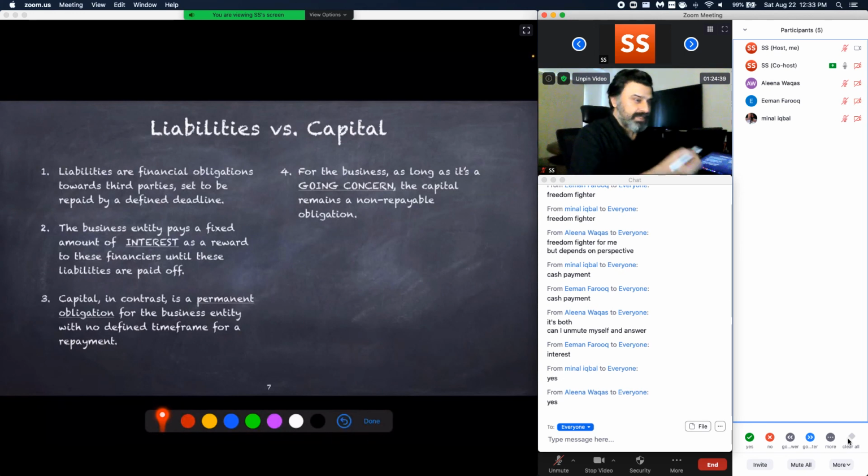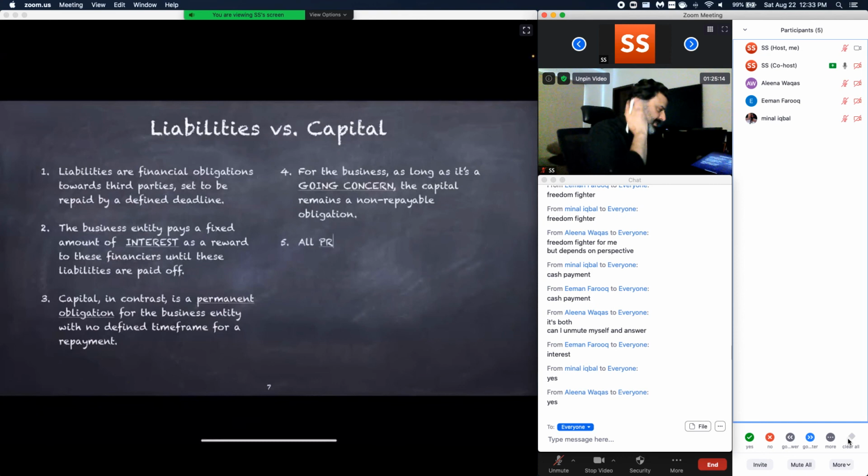We are the business entity, and that is why point number 4, the owner for the business, as long as it's a going concern, as long as it's a continuing operation, as long as it can see itself not liquidating in future, the capital remains a non-repayable obligation, because if you repay your capital to your owner, you will cease to exist and you will no longer remain a going concern. That's what it means. We understand point number 4, please? Give me a green check mark, or red cross. Red will do as well. Right. Okay. Good. Thank you.